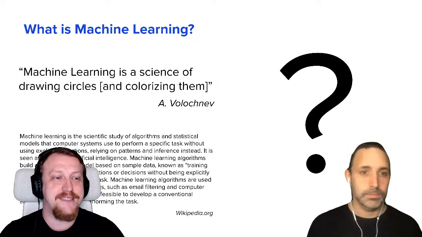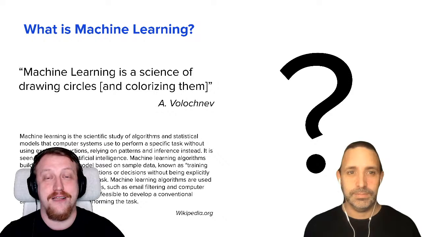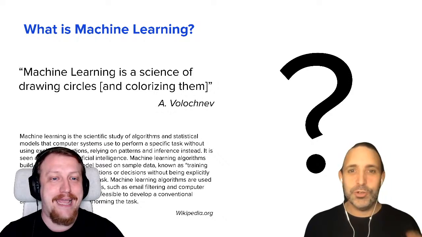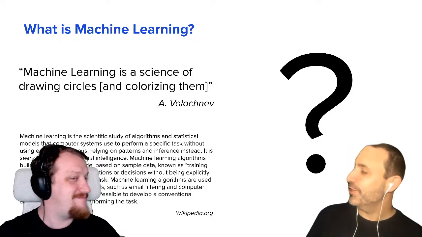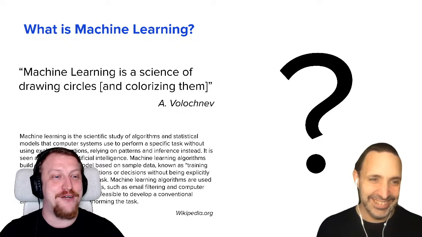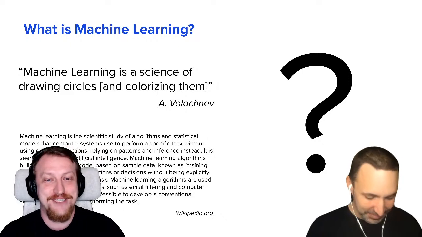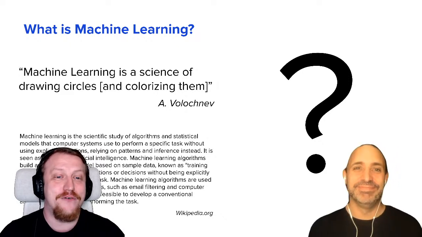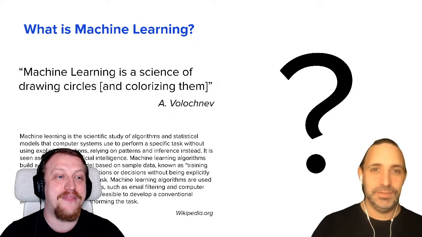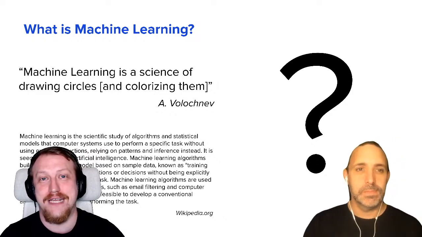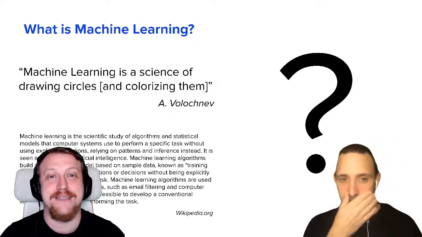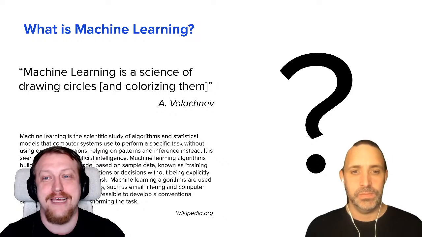Machine learning is a science of drawing circles and colorizing them. You should make that as subtitles for the session. Yeah, because that's what we are going to do, draw circles and colorize them. Yeah. So the trick is this definition also doesn't explain too much, but at least it's much shorter. That's already better.